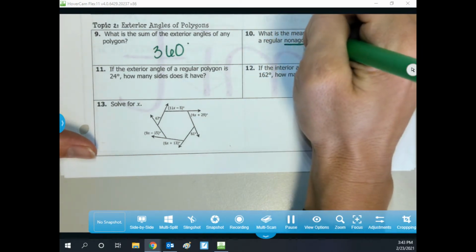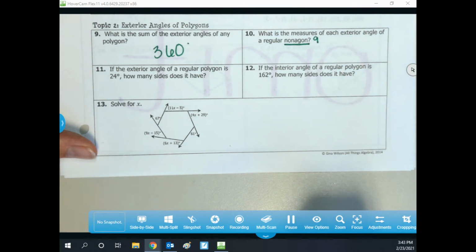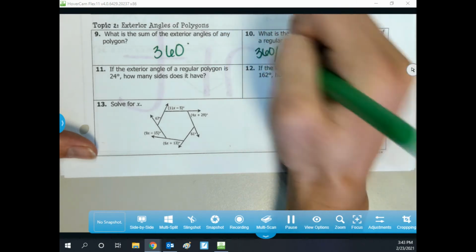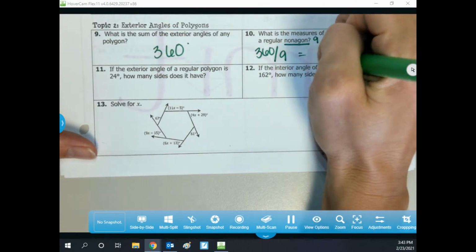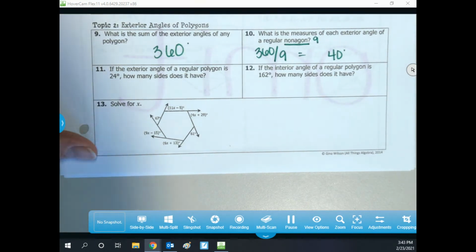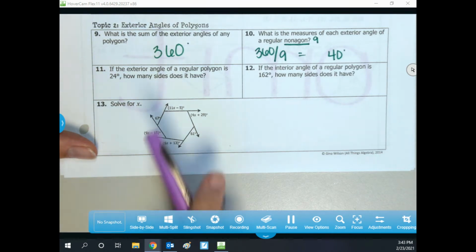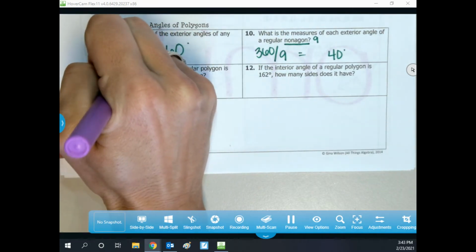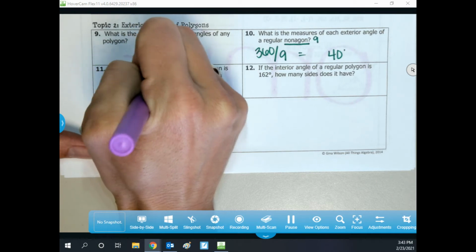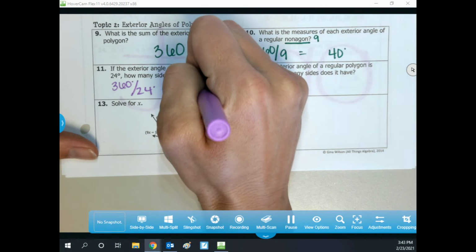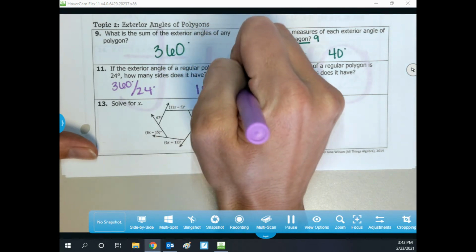For number 10, what is the measure of each exterior angle of a regular nonagon? So nonagons have 9 sides. So we should do 360 divided by 9, and that equals 40 degrees for each angle. For number 11, it says if the exterior angle of a regular polygon is 24, how many sides does it have? All right, here we should have done 360 degrees divided by that 24 degrees, and that is 15 sides that this polygon has.